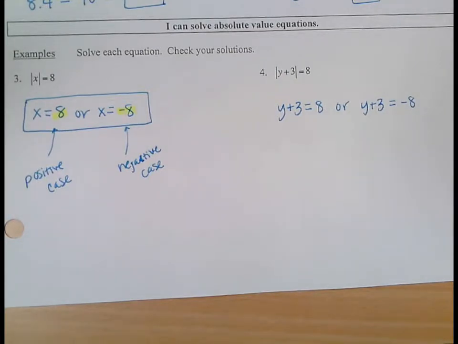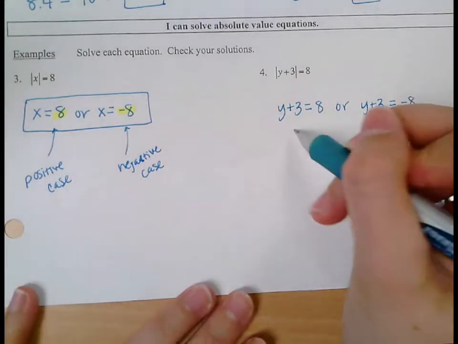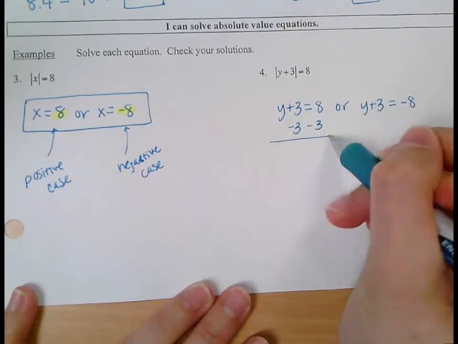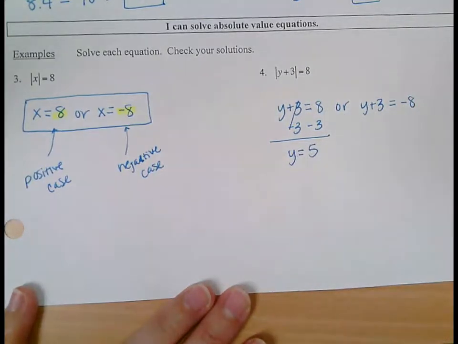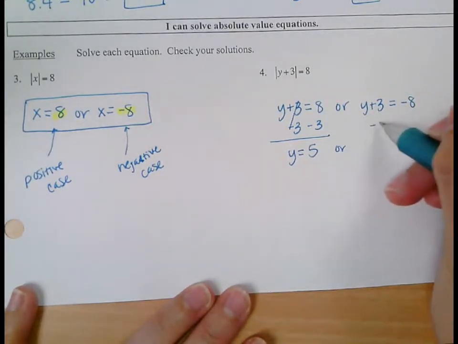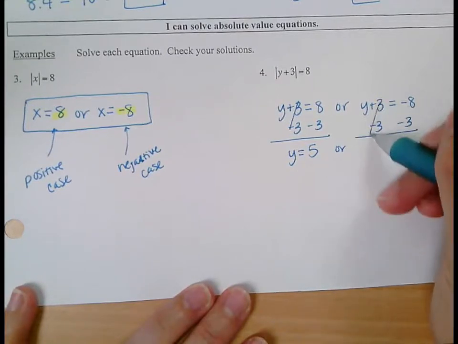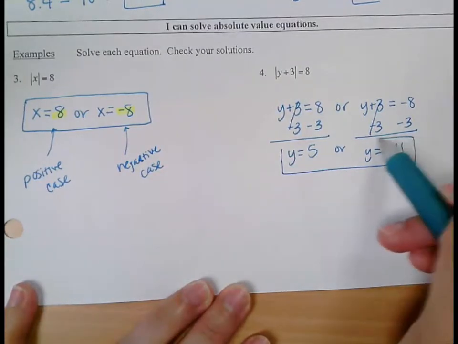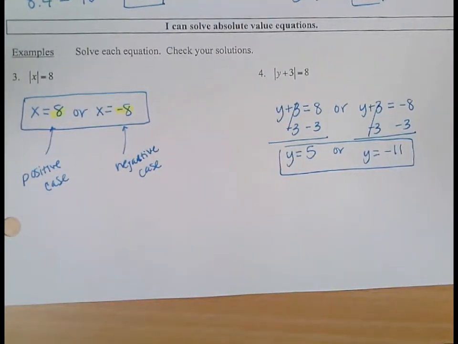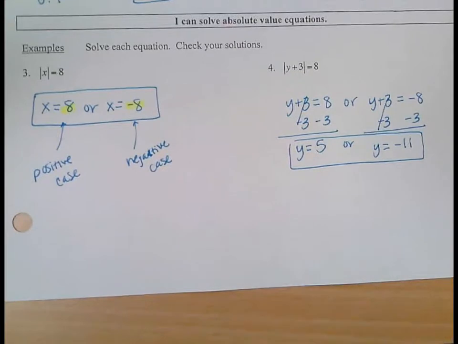But now this one, we do have to solve for y in both cases. So in both equations, to solve for y, we subtract 3 from each side. If I do that to the first equation, I get y is equal to 8 minus 3, or 5. And in the second equation, I get y is equal to -8 minus 3, which is -11. And those would be the two answers. Okay, any questions on that?